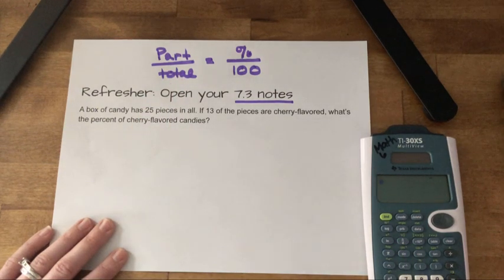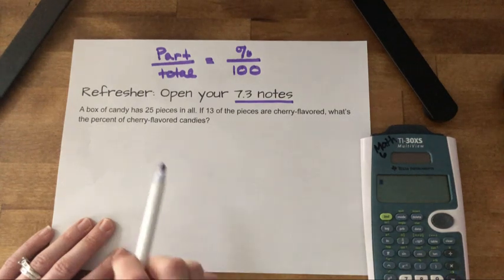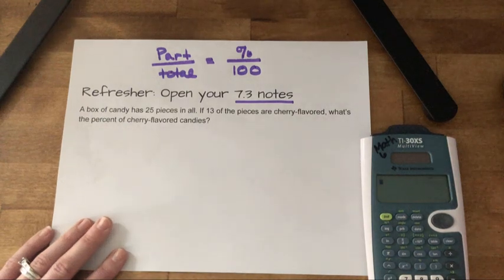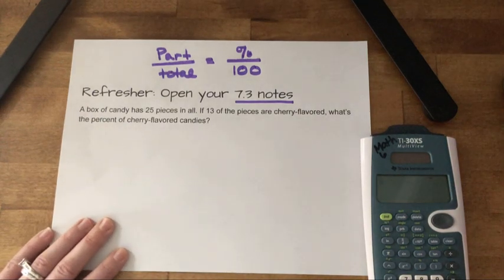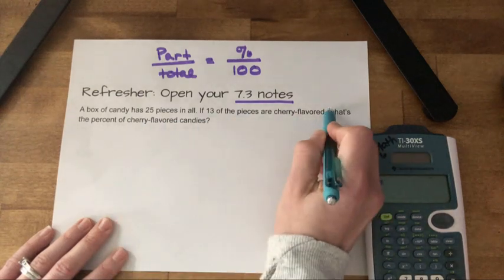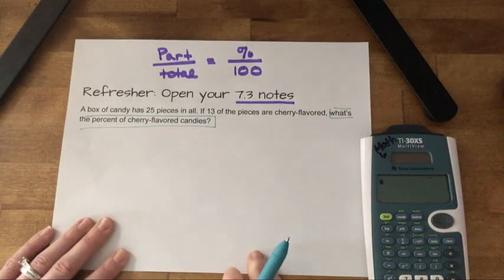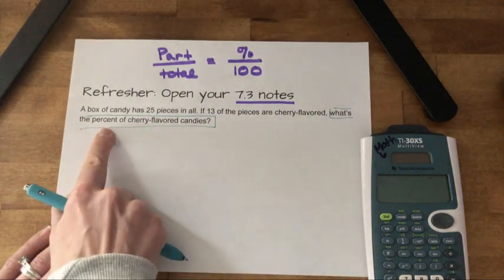Have a sheet of paper out as well so that you can do these with me. The best way to practice math is to actually do math problems. A box of candy has 25 pieces in all. If 13 of the pieces are cherry flavored, what's the percent of cherry flavored candies? What are we being asked to find here? What's the percent of cherry flavored candies? So we are needing to find the percent.